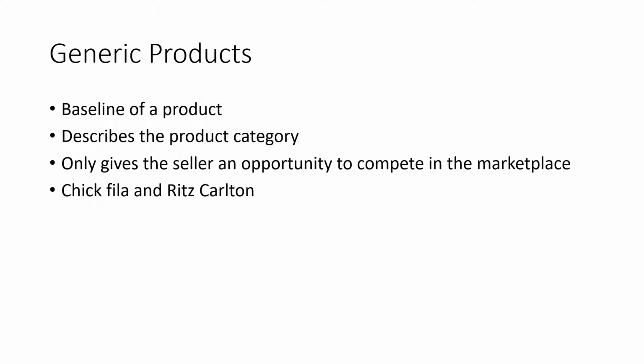Some of the examples I'll be using are from Chick-fil-A and Ritz-Carlton. In Chick-fil-A, their generic product is that they are a fast food restaurant and they supply meals to people. Ritz-Carlton's generic product is that they offer a hotel room, and that's it. There's no more because it's just the generic product.